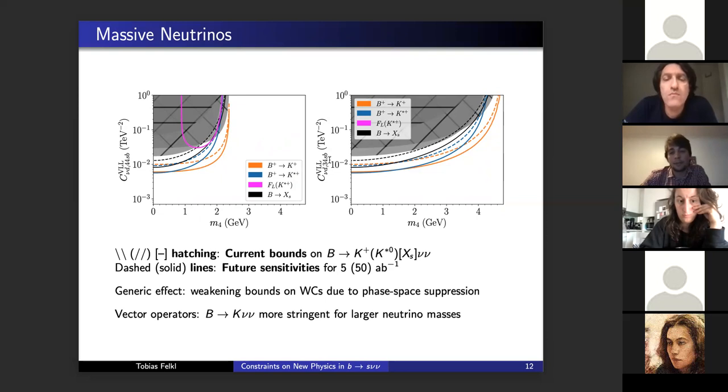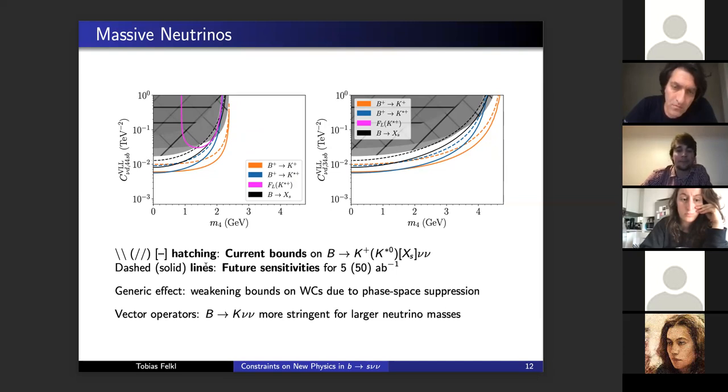Whereas on the right here, we just have 1 massive sterile neutrino, so you can occupy the whole range. The gray shaded area here indicates the areas in parameter space which are already excluded by current bounds. And then the orientation of the hatching indicates what observable we're talking about. And the future sensitivities are indicated by the lines, be them either dashed or solid.